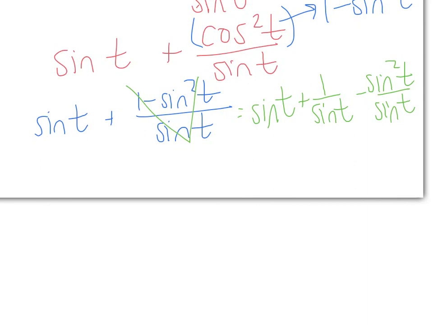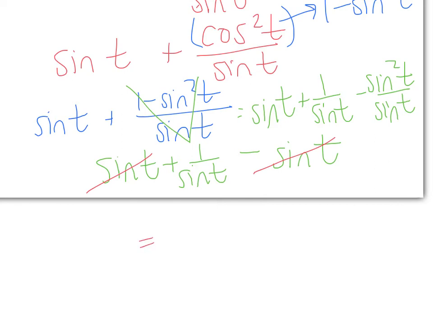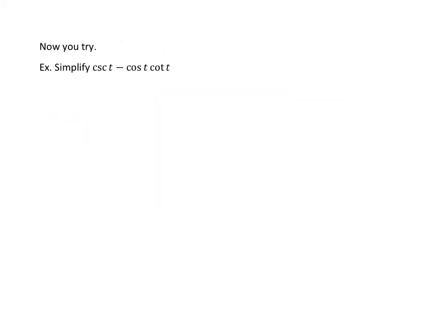So then I'm going to have sine t plus 1 over sine t, let's leave it for now, minus, that's going to simplify to sine t. These two are going to cancel, leaving me just with 1 over sine t, which can simplify to cosecant t. Try simplifying this one.